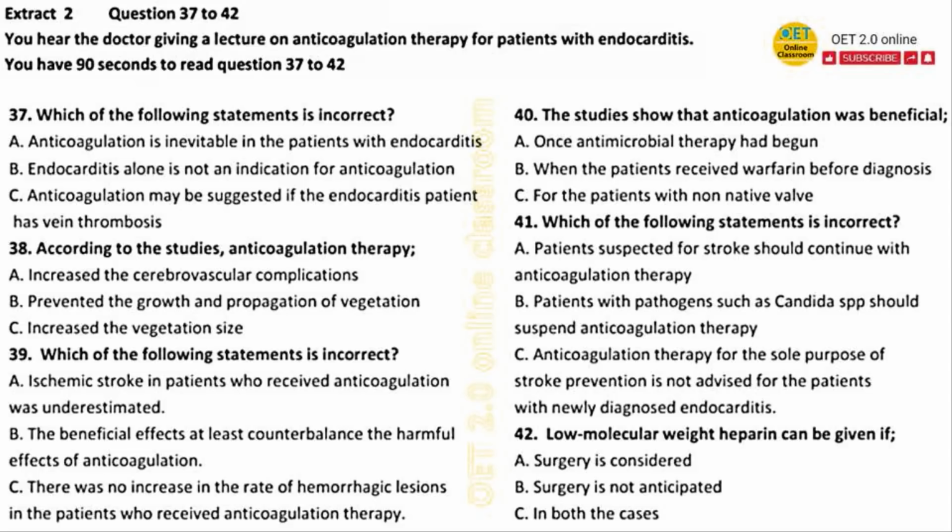This is the end of Part C. You now have 2 minutes to check your answers.